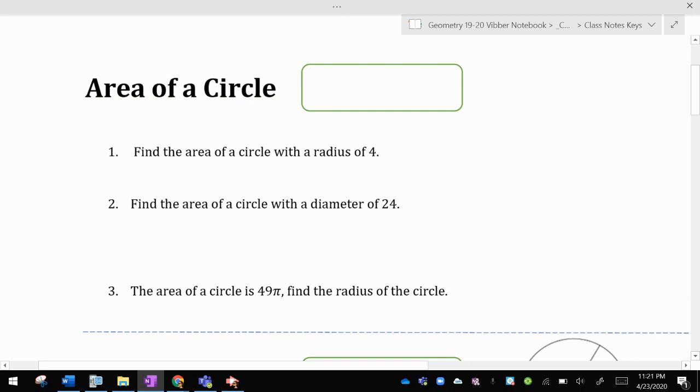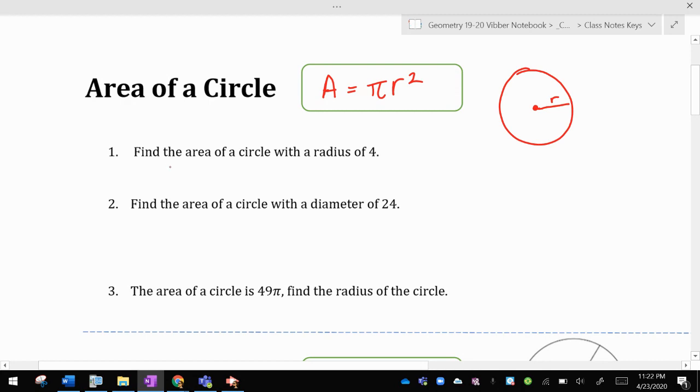So, when we want the area of a circle, this is something you should have learned hopefully a long time ago. And the area of a circle is pi r squared, pi times the radius squared. Remember, when we have a circle, the radius is the distance from the center to the edge. And so if I want the area, it's pi times that distance squared.